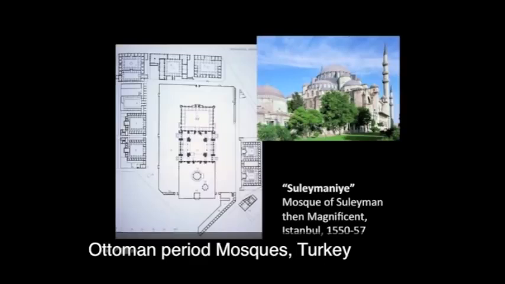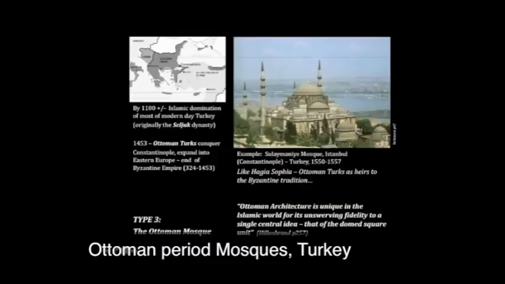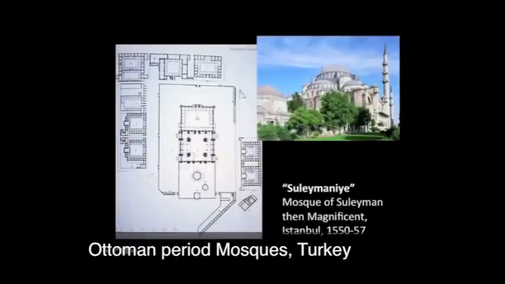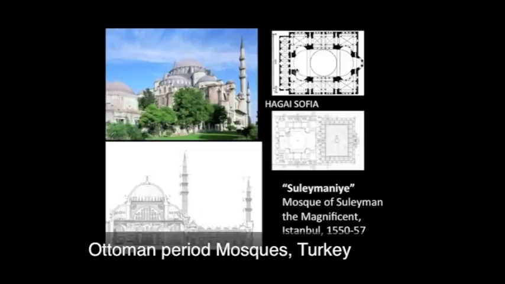Here's a plan of the Mosque of Suleiman the Magnificent. And when you look at the plan, you can begin to see a centralized space that is flanked by half domes clipping into it and surrounded by a habitable perimeter. And it's very much like the plan of the Hagia Sophia.